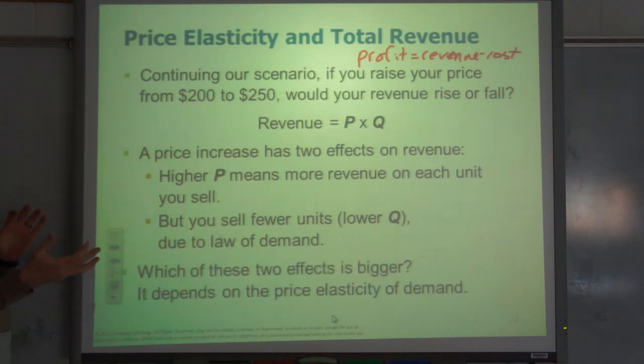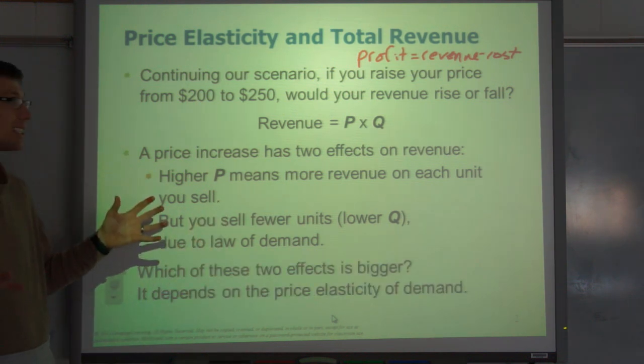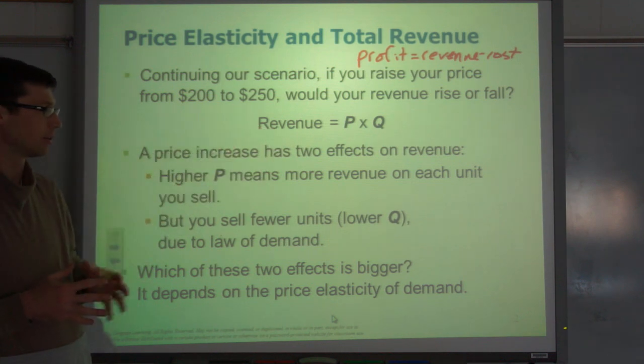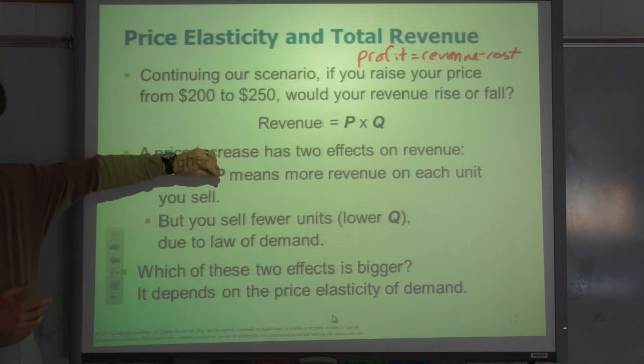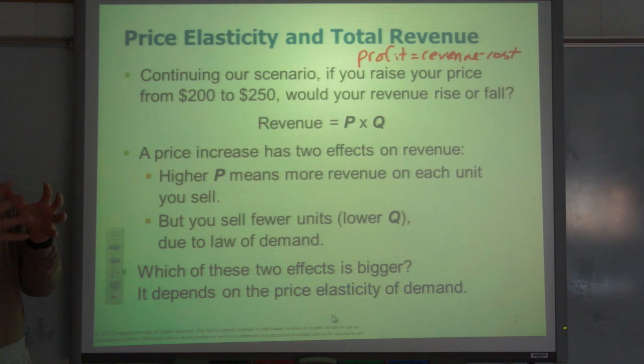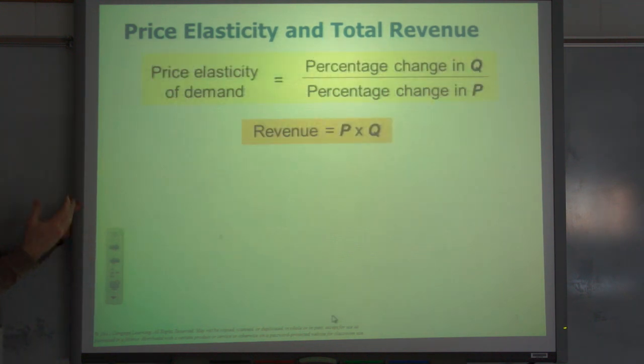The question for us, with respect to what is the net effect or total effect on revenue, is which one of these is larger? Is the positive effect from the higher price for each unit going to outweigh the quantity decrease, or will it be the other way around? And the answer really lies in elasticity. Remember, this is how we calculate elasticity. This is what revenue is.